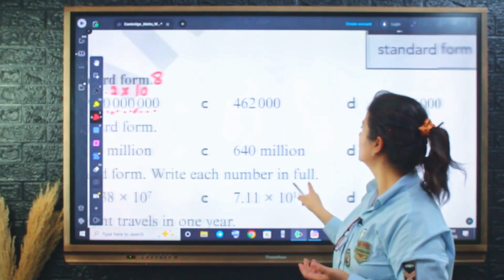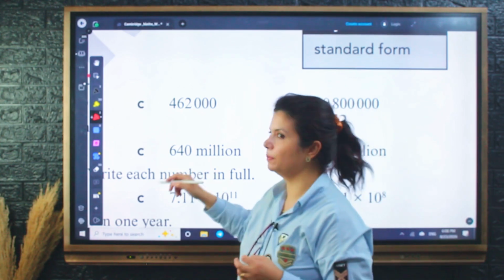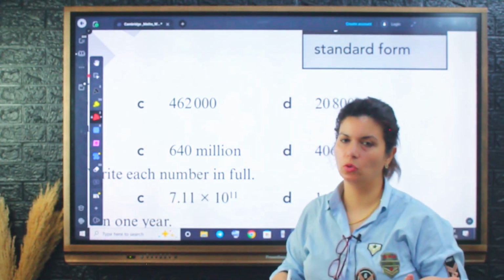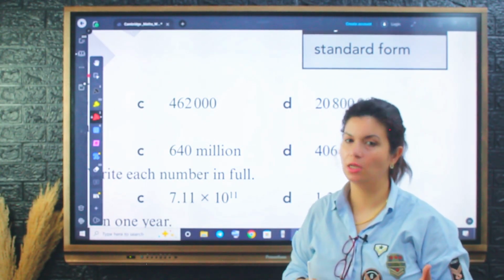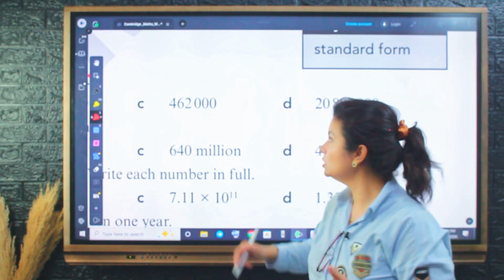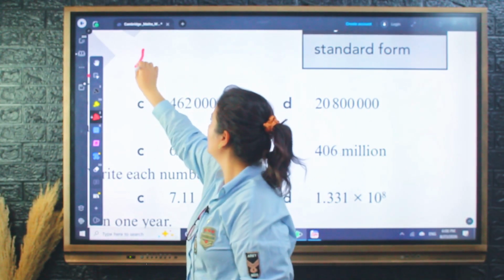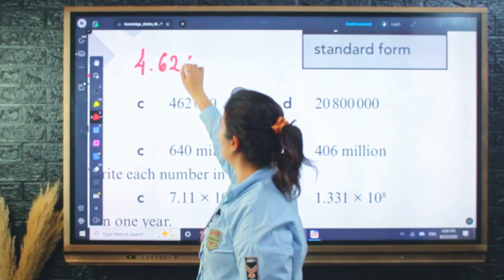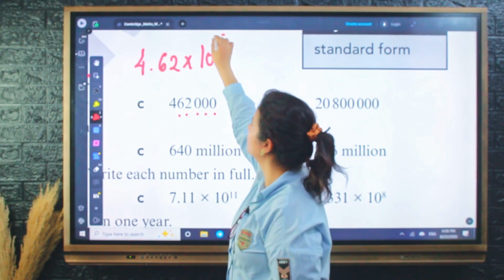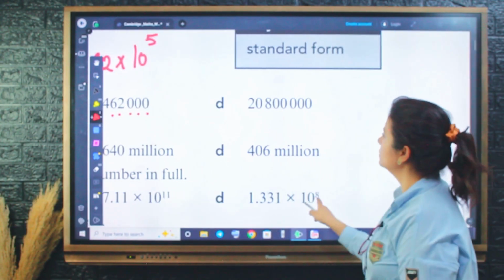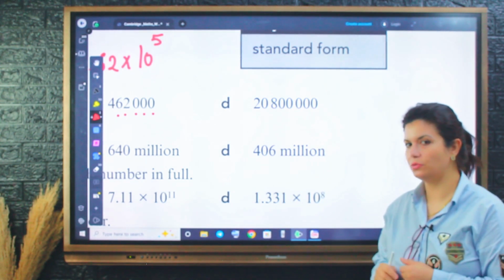Okay, look at number C. Here also we can't use a number more than 10. The number in a standard form is going to be between 0 and 10. So we can make this number 4.62 times 10 raised to the power 1, 2, 3, 4, 5. Now you try letter D. Stop the video, try to answer, and return back.